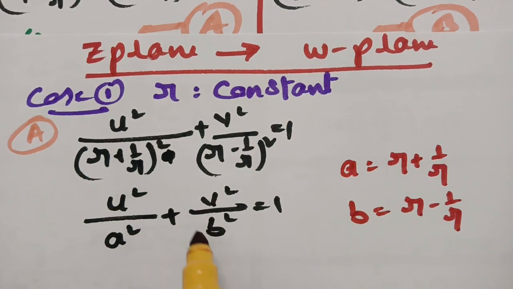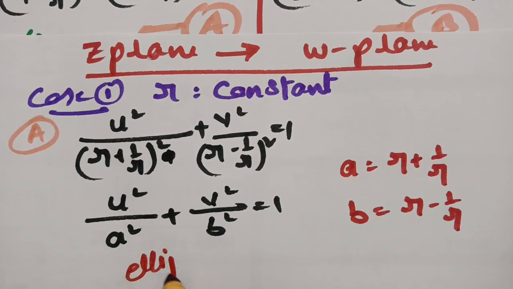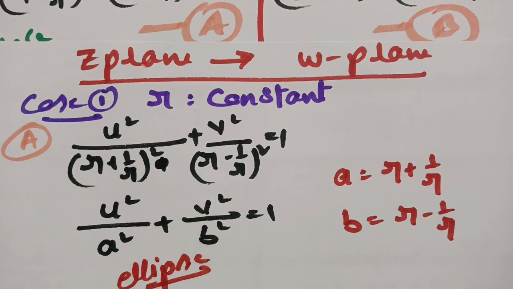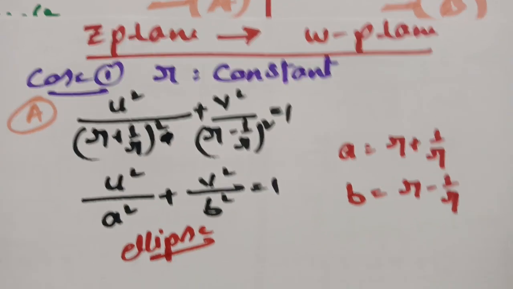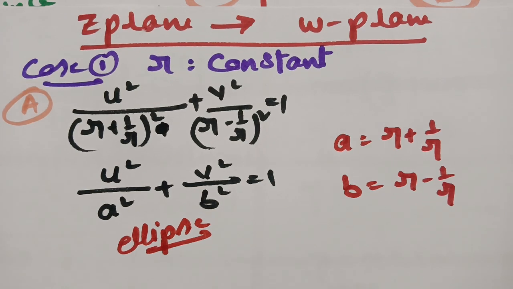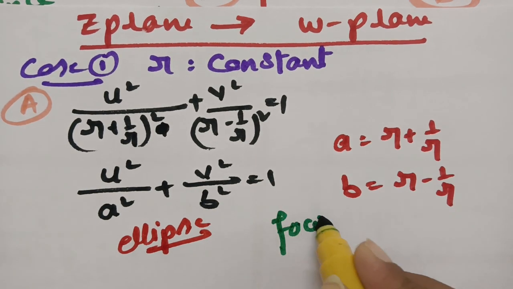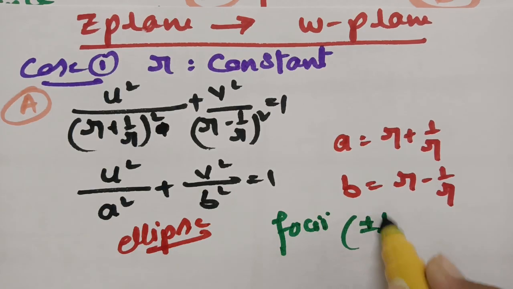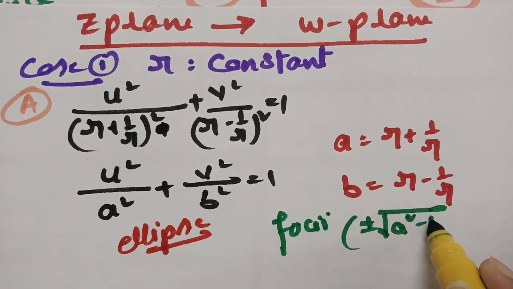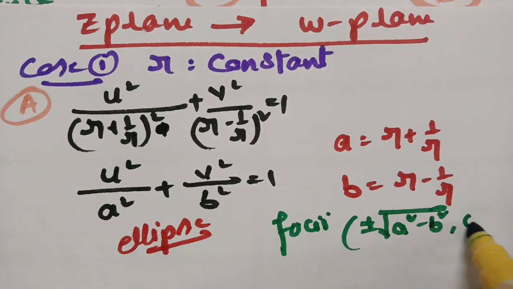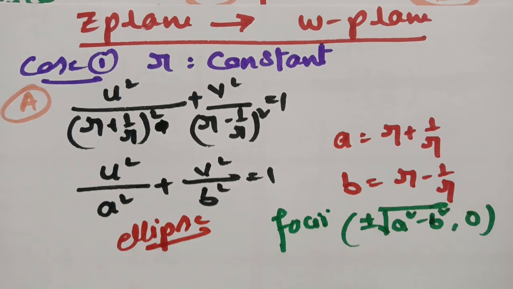So this is in the form of an ellipse. Here the shape of it is an ellipse. And what is the foci for this? The foci for an ellipse is nothing but plus or minus root over a square minus b square, comma 0.